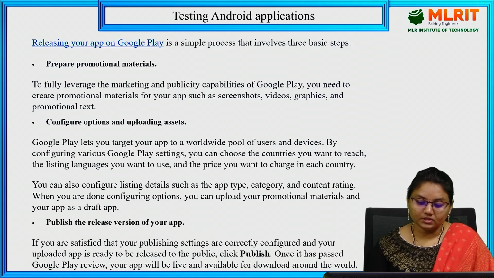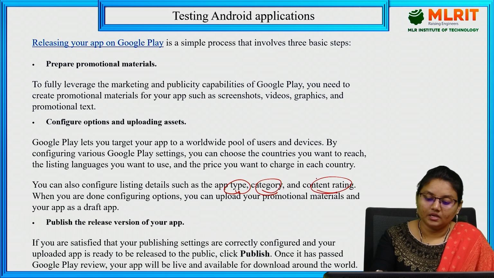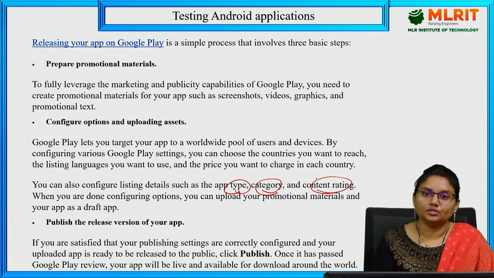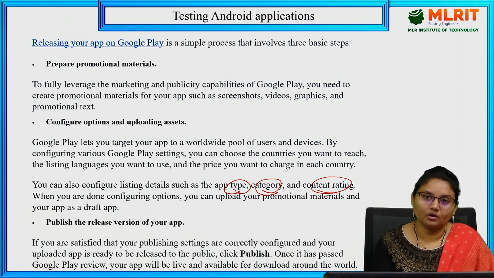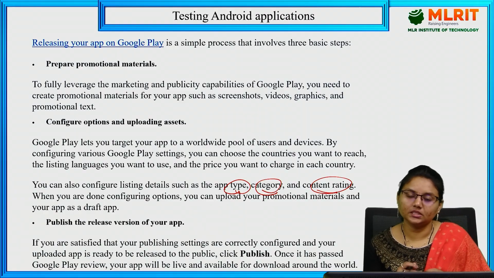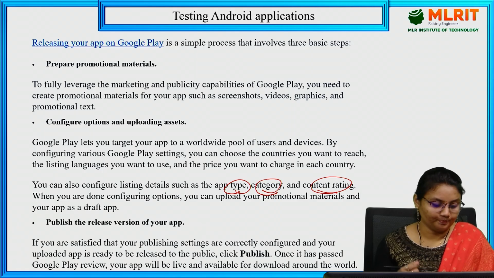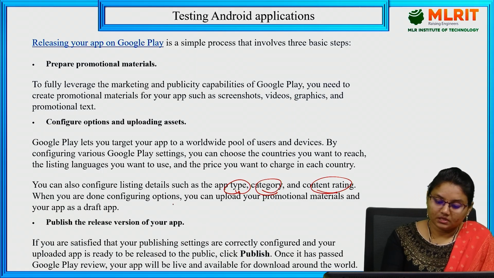And configure the details like app type, category, content rating. So how many are using it, how much content is going to be displayed, if anything is missing, what needs to be added. All such things can be known by using the reviews of the users who have used your application. So content rating. So these are the configuration options.